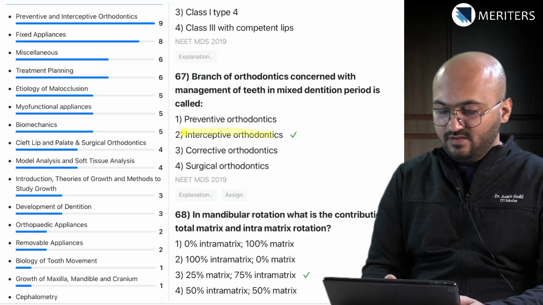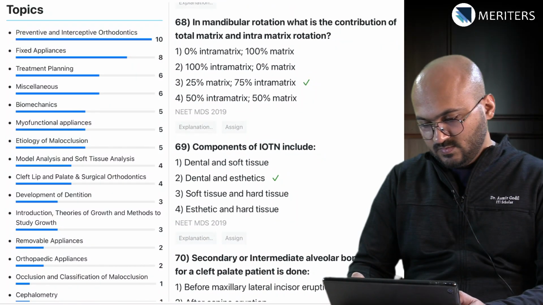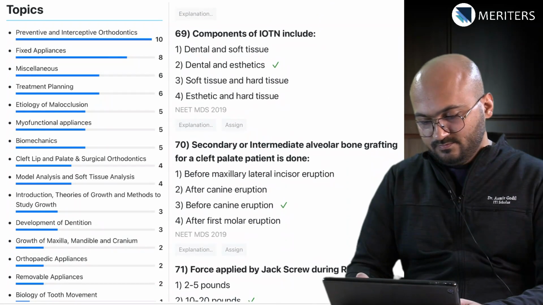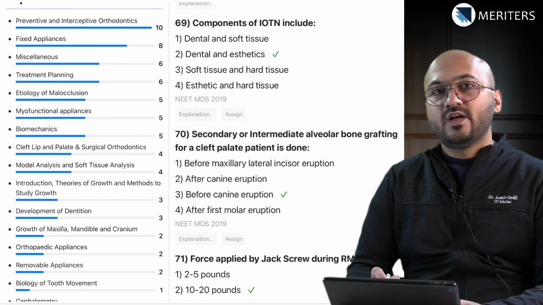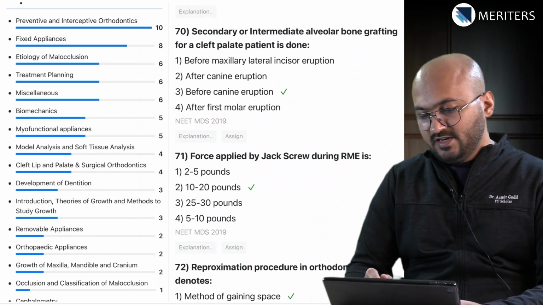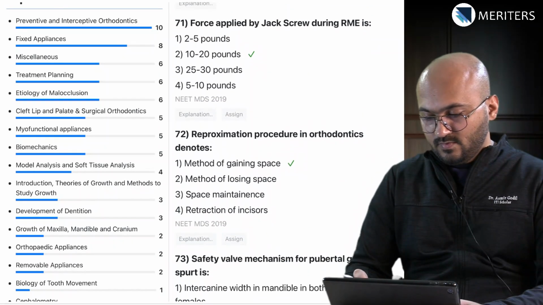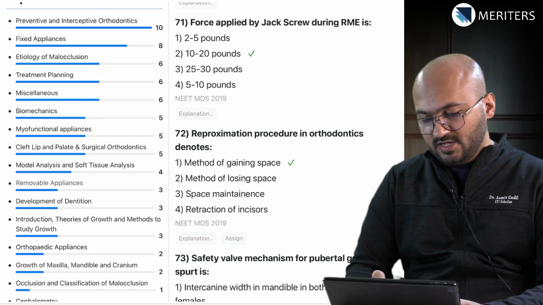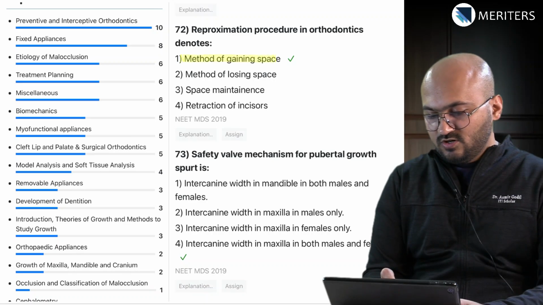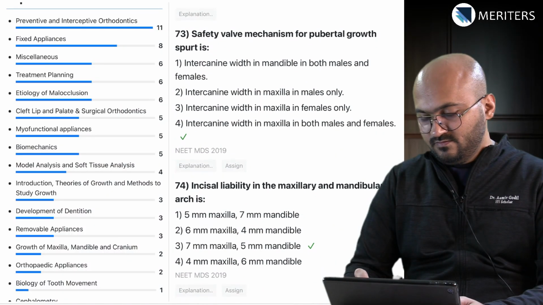Then a straightforward question on definition of interceptive orthodontics. Then intramatrix rotation of maxilla and mandible growth. Components of IOTN, the index. Secondary and intermediate alveolar bone grafting, again cleft palate repair. Force applied by jack screw in RME, that's removable appliance. Reapproximation procedures in orthodontics is related to gaining space, that's preventive and interceptive.